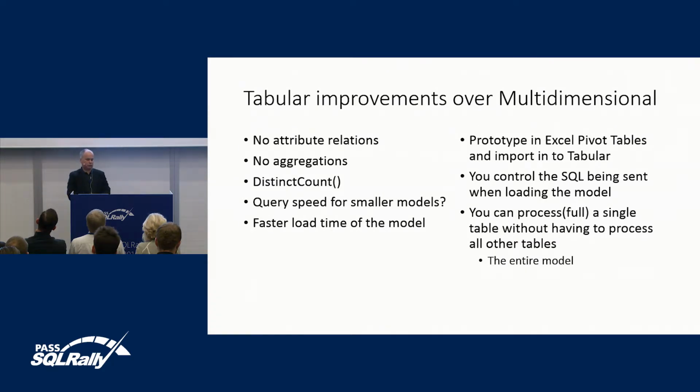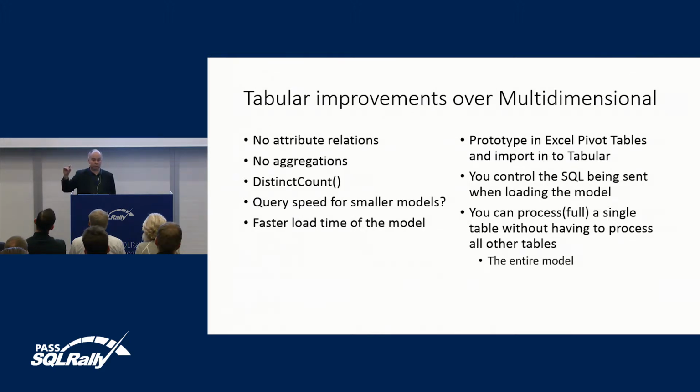Tabular improvements. This is the last slide before the demo. Tabular improvements over multidimensional: there are no attribute relations. That's the tricky part with building a multidimensional model. Attribute relations: you cannot just build hierarchies. You need to tell how they relate also before you can build a hierarchy.